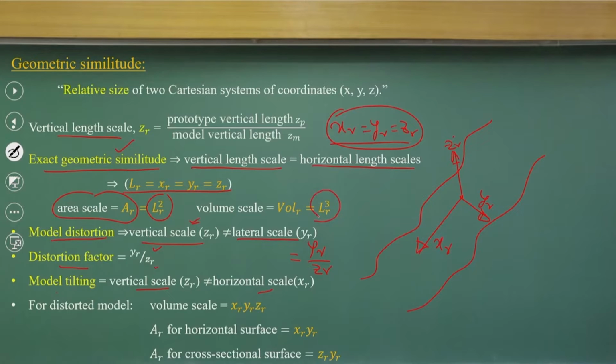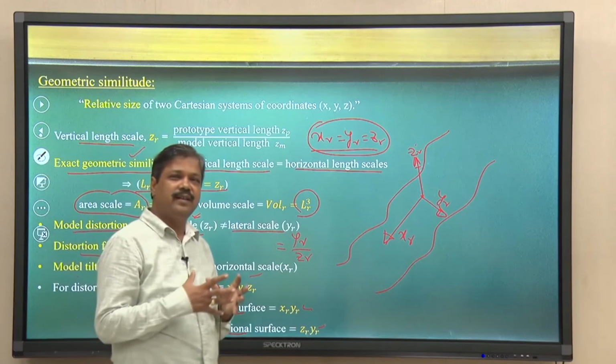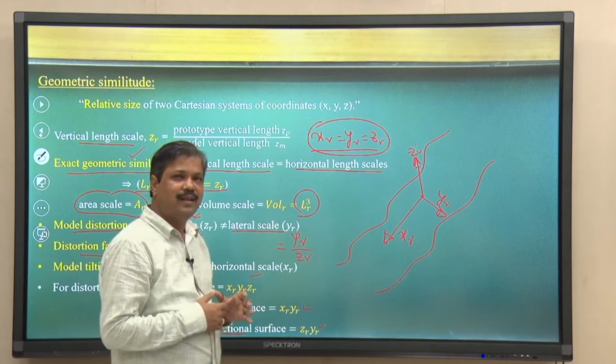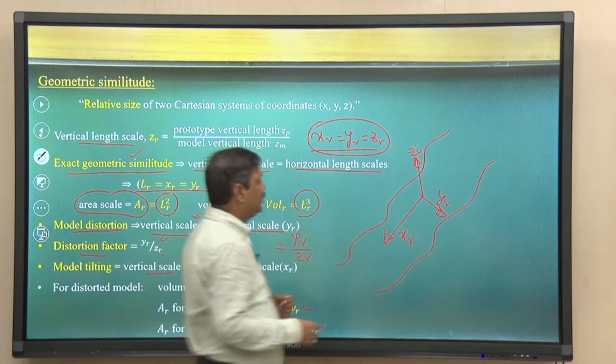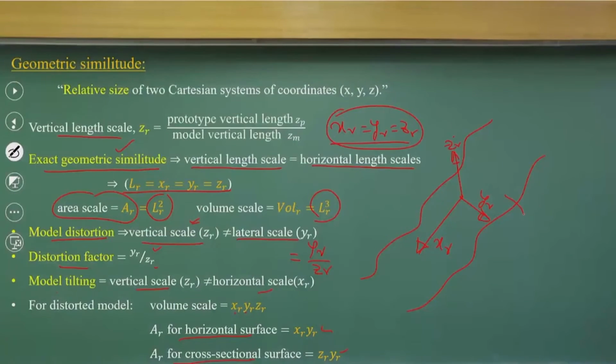In case of volume, you have XR, YR, ZR, the product of these. The horizontal surface and the cross section surface you can interpret like this. When you use distorted models, XR, YR, ZR are different. Otherwise, if you have an exact similar model, you use LR. So for that, the area will be LR squared and the volume will be LR cubed.